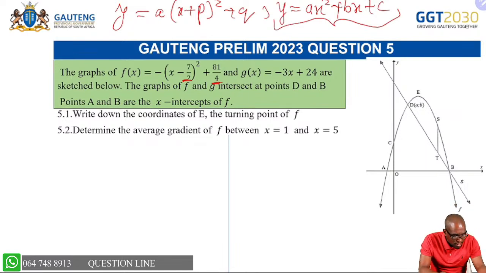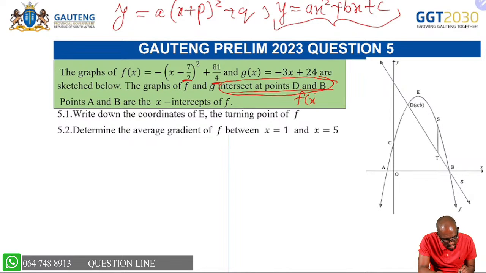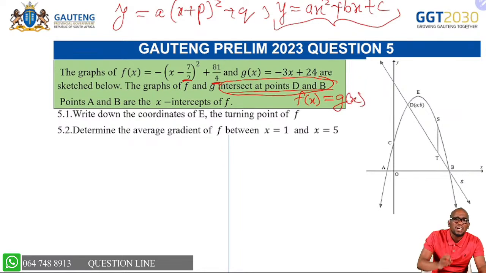Right, now the graphs of f of x and g of x are given. The graphs of f and g intersect at D and B. So from this, when they talk about intersection, you are looking at f of x is equal to g of x. That is where the graphs share a common point. So it's important. Now, let's check what the questions want.